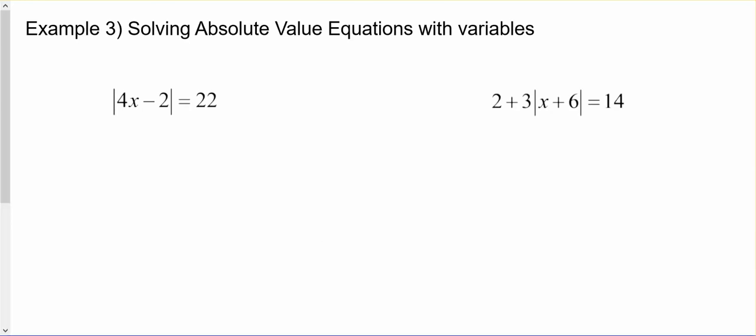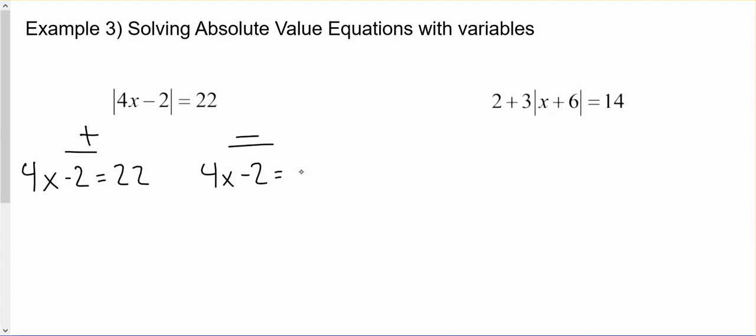Example 3. For example 3, I've got an equation that equals something, and all I have left is my absolute value. So we're going to go straight into our positive side and our negative side. My positive side, 4x minus 2 equals 22. Our negative side, 4x minus 2 equals negative 22. And we're going to solve these both for x. What's happening to our x? It's being multiplied by 4, being subtracted by 2.